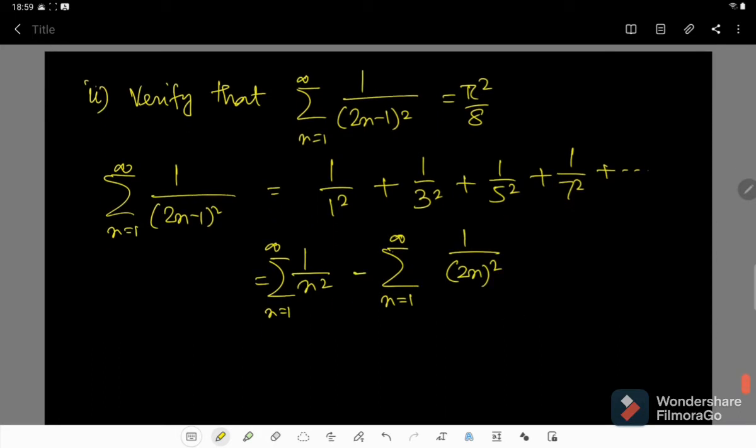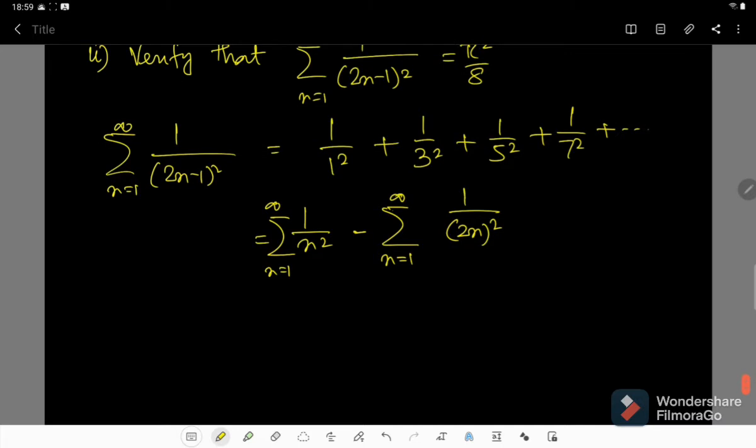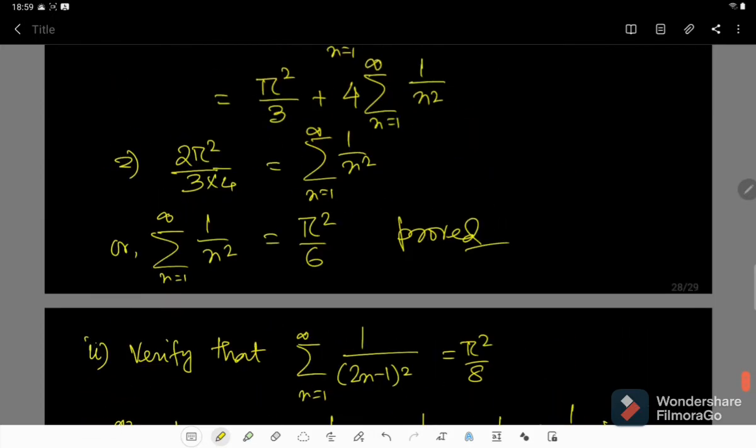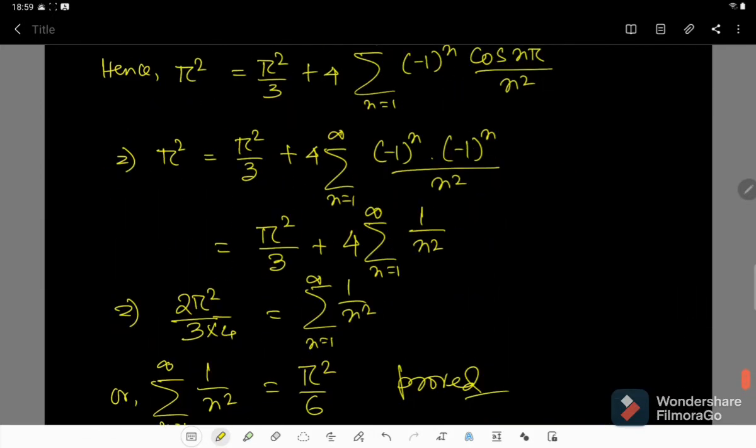So we can write this now. Let's give it equation number 2. Now from equation number, say I have to use this one.